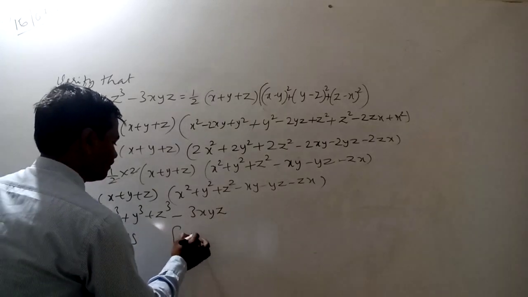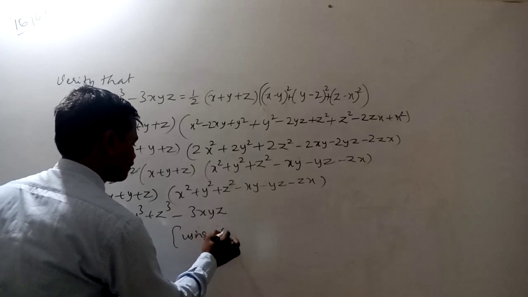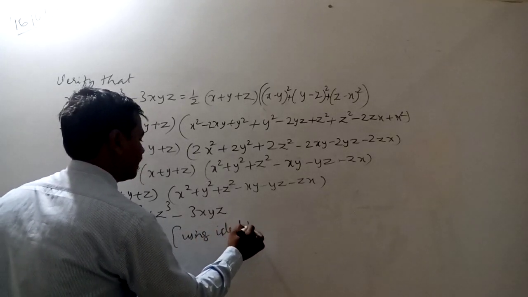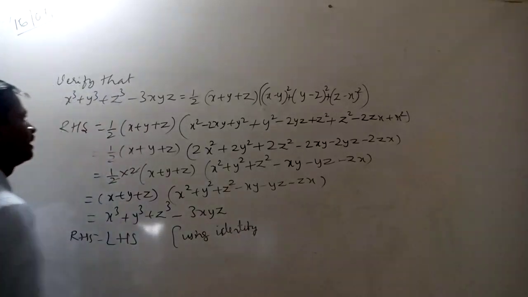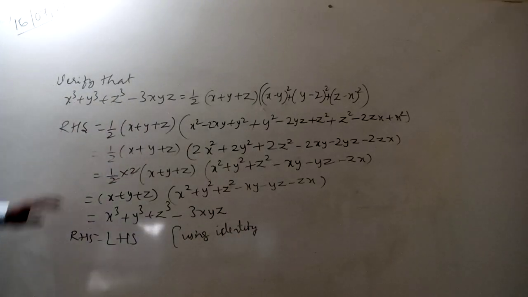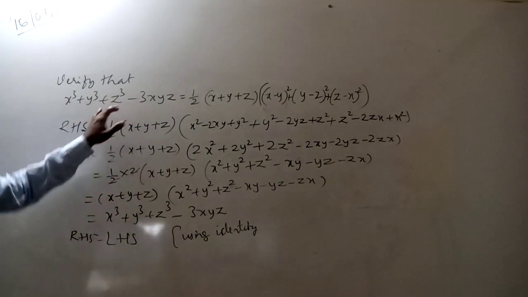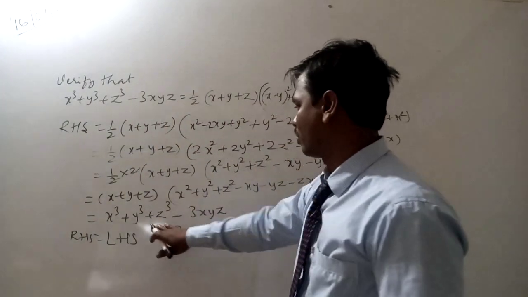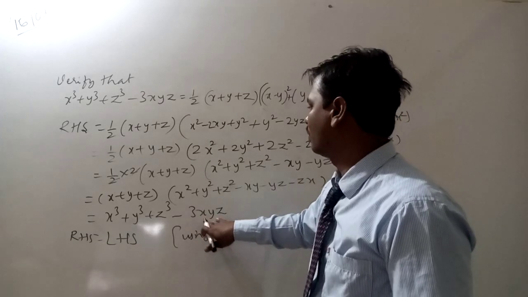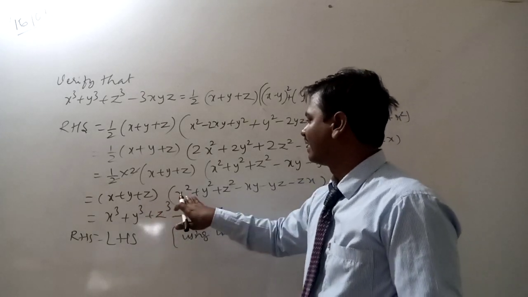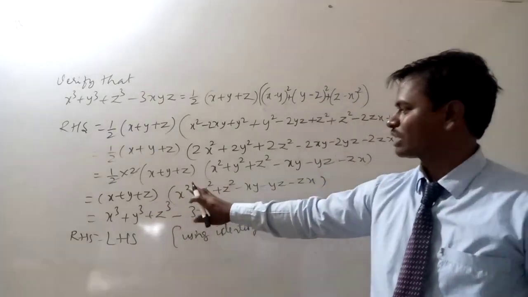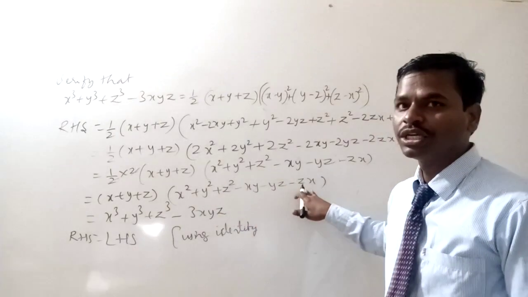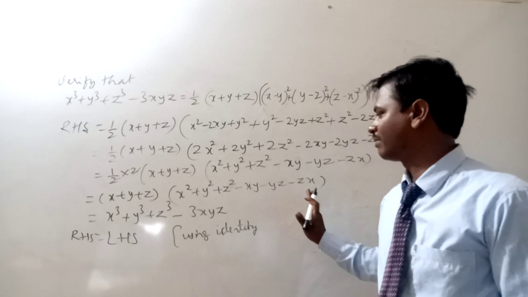Using the identity, what is that identity? x cube plus y cube plus z cube minus 3xyz equal to x plus y plus z into bracket x square plus y square plus z square minus xy minus yz minus zx. Same formula we use.